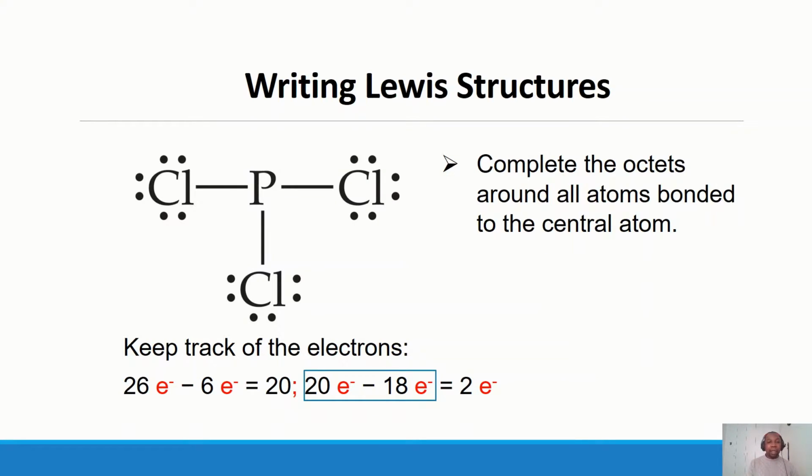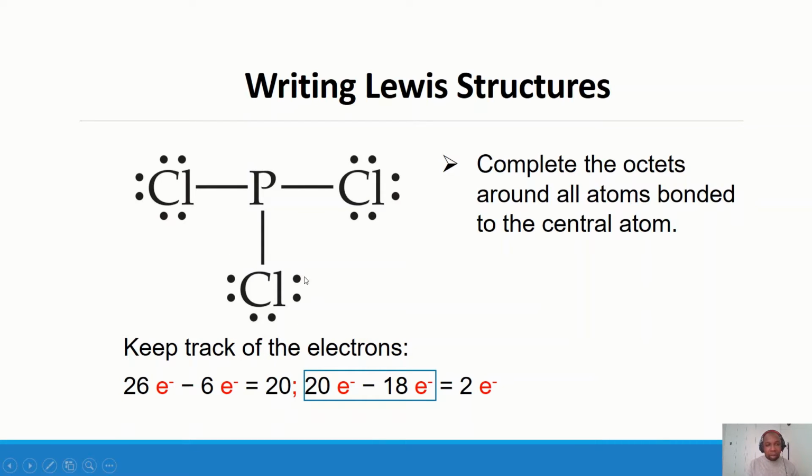If you see the next slide, now you have to complete the octets around all atoms bonded to the central atom. Phosphorus is the central atom. Let's start from chlorine. Before chlorine can obey the octet, how many electrons does it need? You need 8 electrons. So let's count for chlorine. It's going to be 1, 2, 3, 4, 5, 6. Remember that this line means 2 electrons. So you can count everything for chlorine: 6, 7, 8. That means this chlorine is complete. It has obeyed the octet rule.